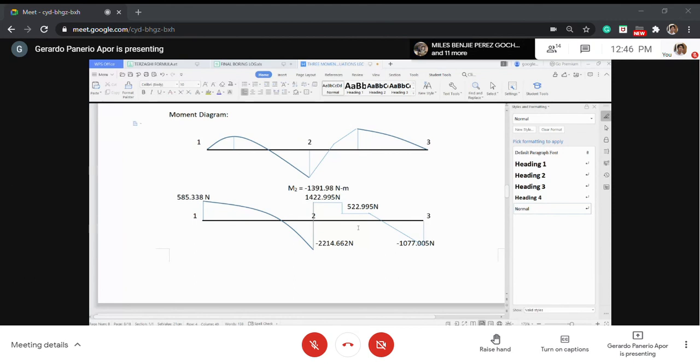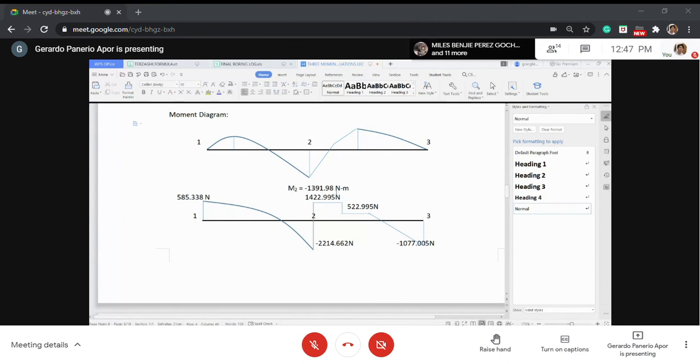So the moment is 1422.995 times 1 plus 522.995. That's the positive moment here. Then you have a small triangle, so that's 1945.99. Now, the distance here is 522.995 divided by 800. This distance is 0.635. So the small triangle is 522.995 divided by 2 times that distance, and the area of that is 170.952. Plus that area of 1945.99, you have 2116.942.